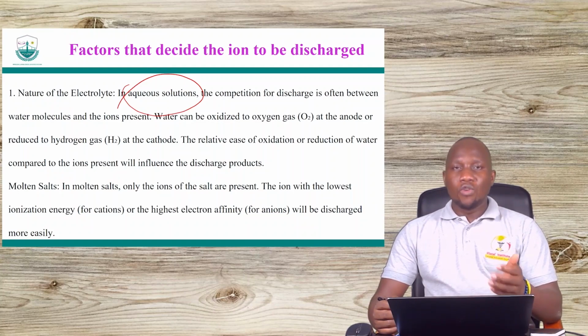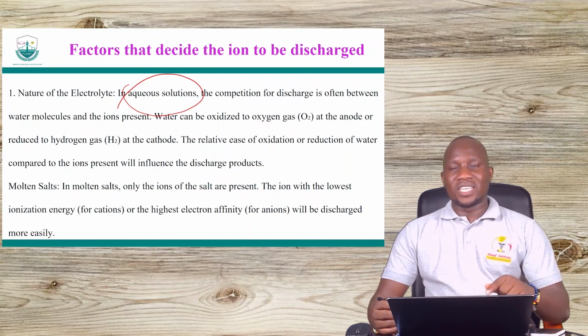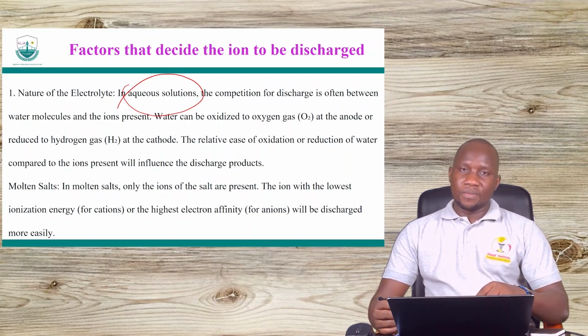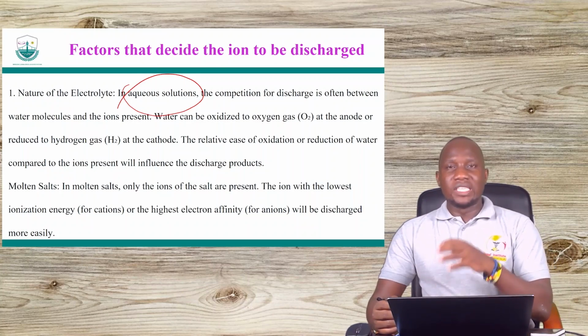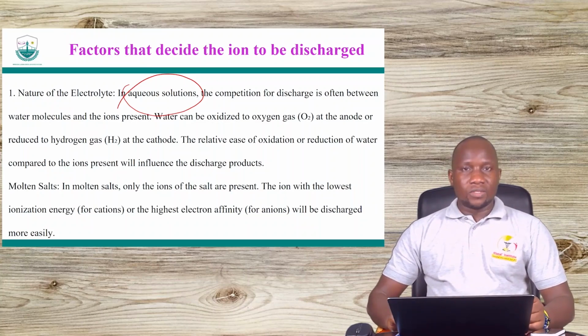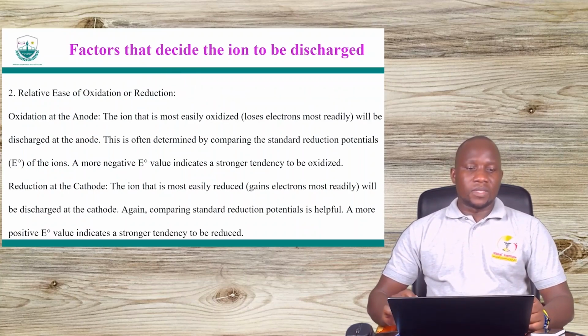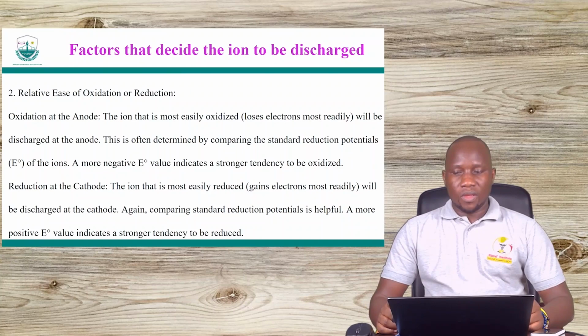That competition could be determined by the ion that has the lowest ionization energy, or the one that has the highest electron affinity, will be discharged more easily compared to the other. So that's factor number one. The second factor is the relative ease of oxidation or reduction.